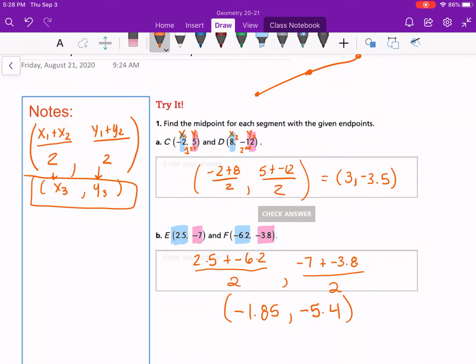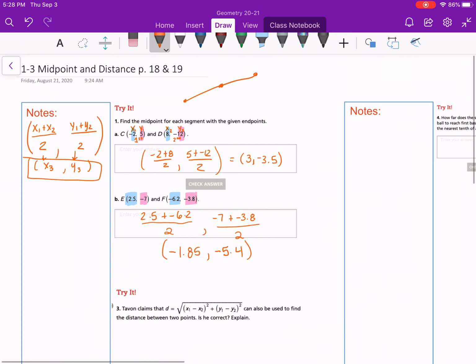So that's midpoint. Taking the x's of 2 points, adding them together and dividing them by 2 to get a new x. Taking the y's of 2 points, adding them together and dividing them by 2 to get a new y. We are going to move on to distance.